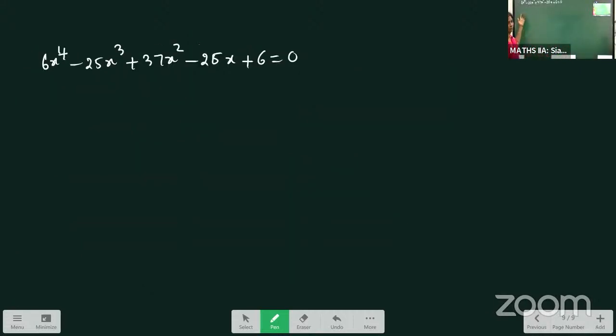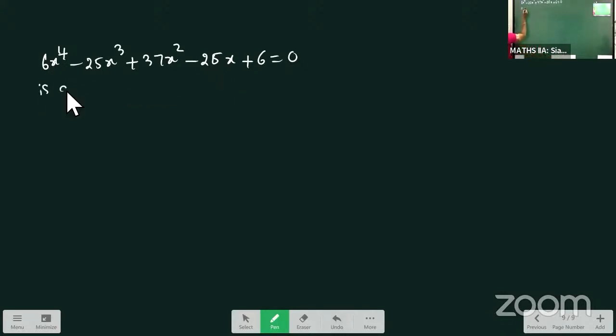We don't know how to solve the fourth degree equation. So again, what to do? Yesterday we did. If it is a fourth degree equation, directly what I said, divide by x square. Here if you observe, it is again a reciprocal equation. See, coefficient 6 and 6 are same. Minus 25 and minus 25 are same. So what to do?